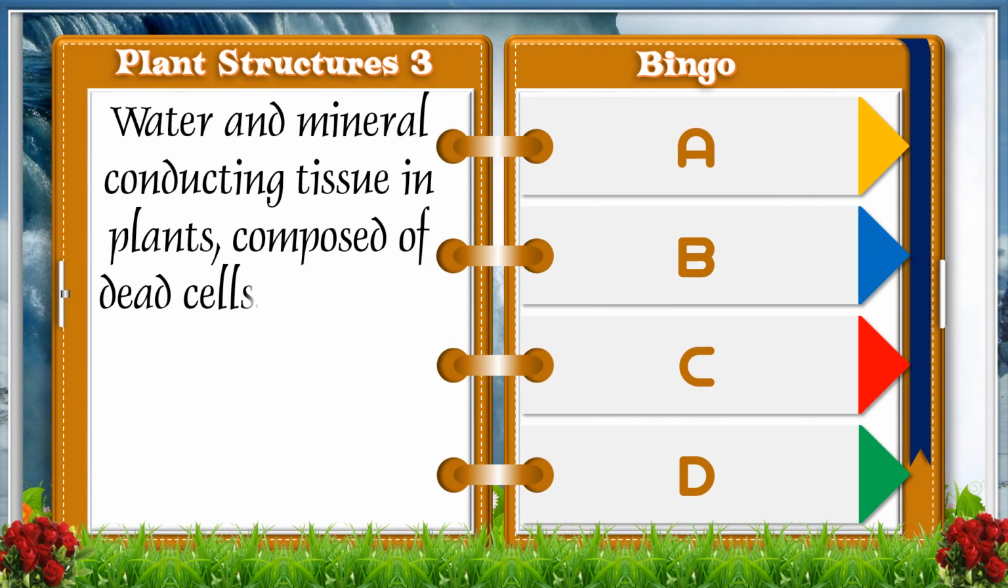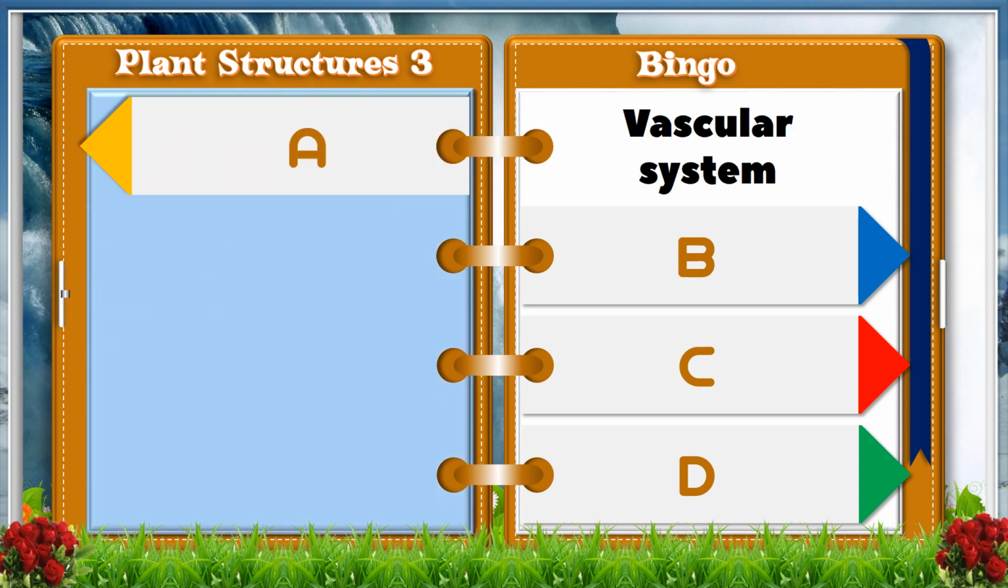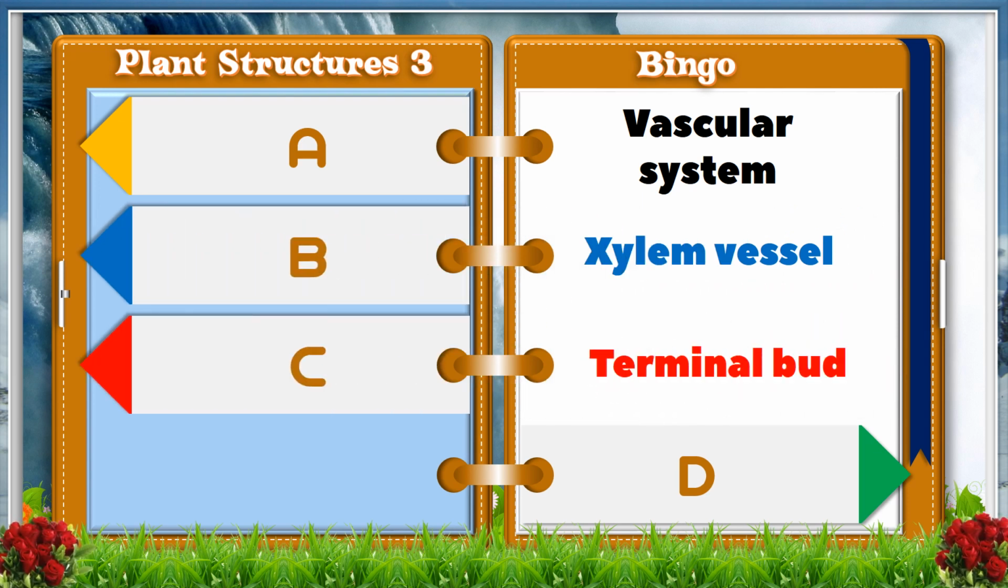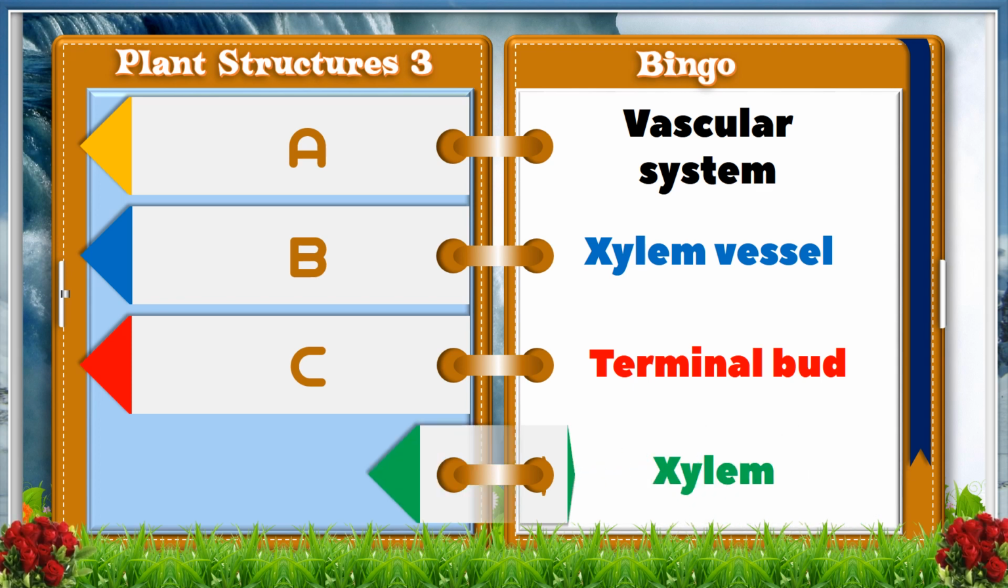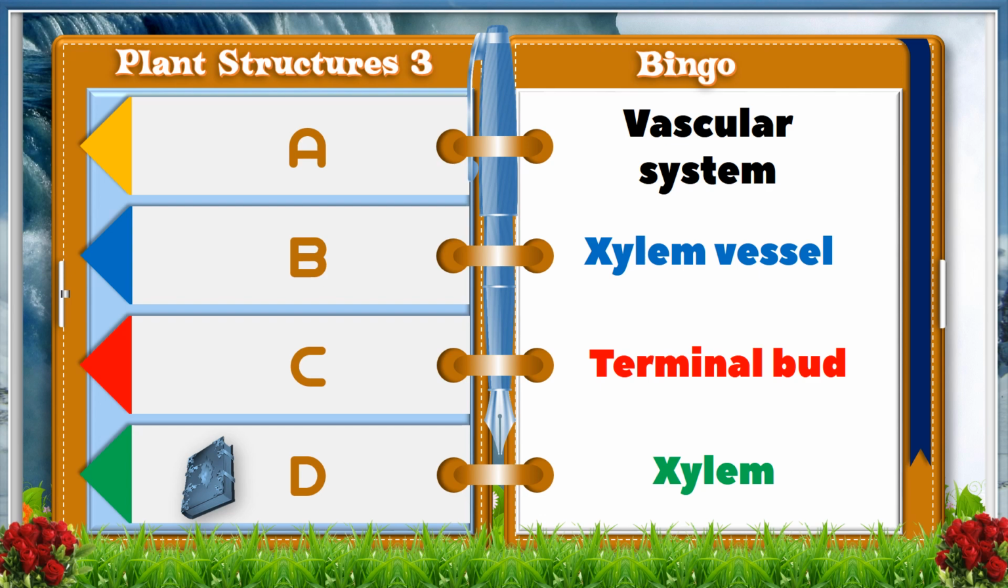Water and mineral conducting tissue in plants, composed of dead cells, forms the woody tissue and provides mechanical support. A. Vascular system. B. Xylem vessel. C. Terminal bud. D. Xylem. And the answer is D. Xylem.